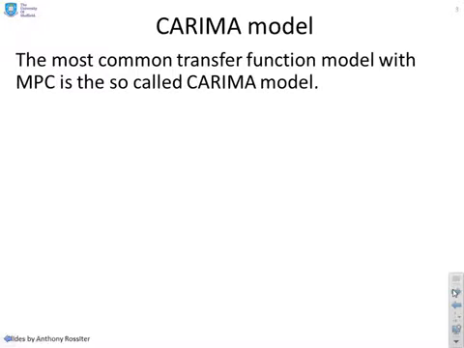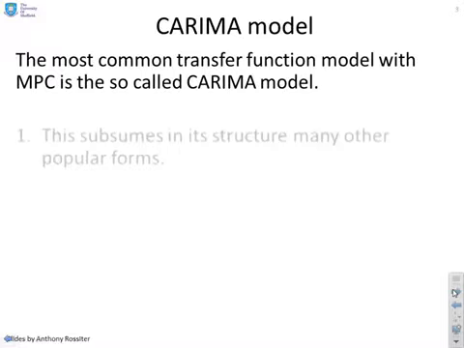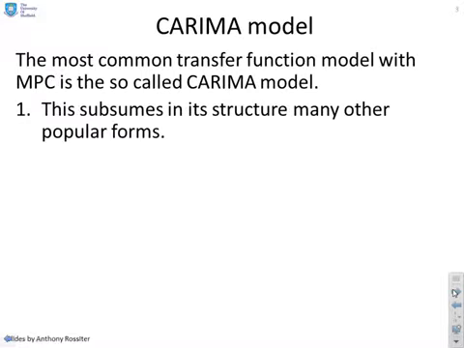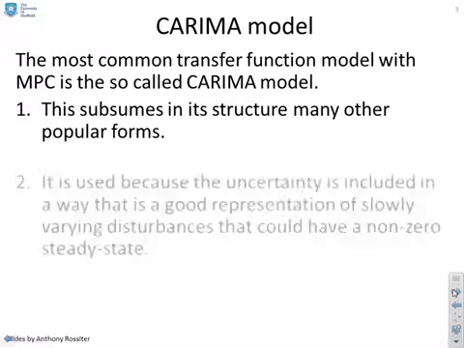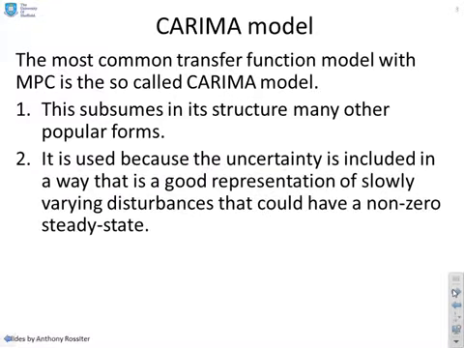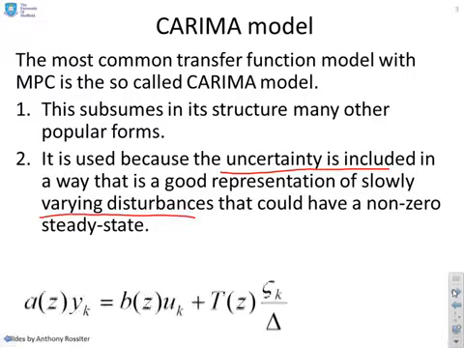The CARIMA model then. This is the most common transfer function model used in MPC. Within its structure, it will actually contain many other transfer function forms, so that's a good point. But the key reason it's used is because the uncertainty is included in a way that gives us a good representation of slowly varying disturbances, which is realistic in many of the scenarios where predictive control has been used.